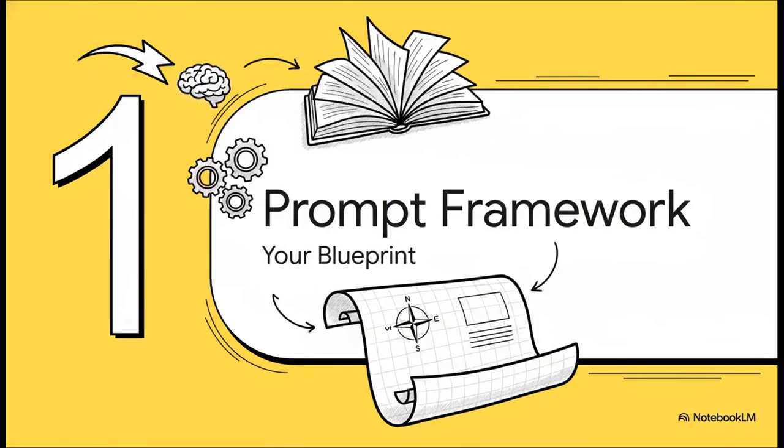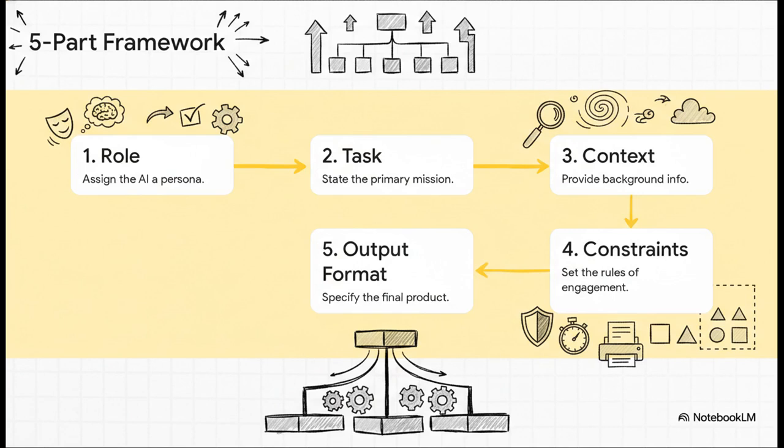All right, let's get into the framework itself. The best way to think about this is like the 5-paragraph order for AI communication. This is the core doctrine that's going to form the foundation of every single successful interaction you have with your AI from here on out. So the framework we're going to focus on has 5 essential parts: role, task, context, constraints, and output format.